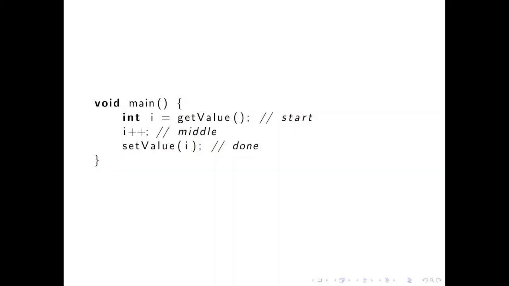So let's see a simple example. Let's take this C program right here. This is a really simple program. Here we have 3 lines of code, and in the first line we get some value.